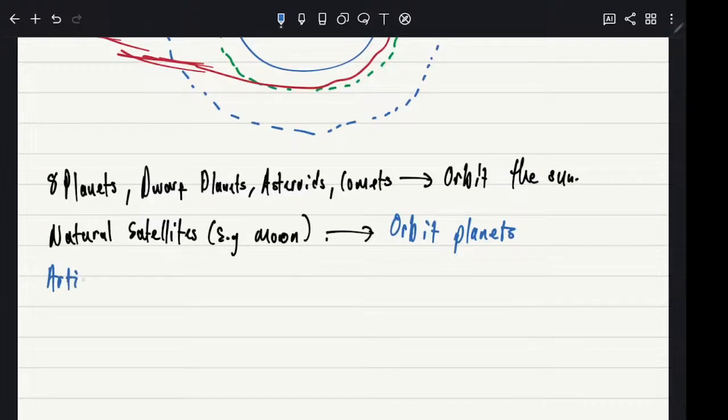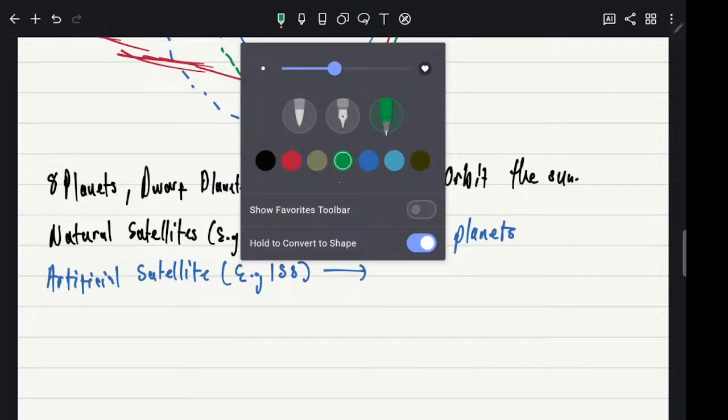Then artificial satellite, e.g., what? E.g., I.S. I didn't hear that. Speak again. You only have to know the moon. You only have to know that there are different types of moons. That's important. That's just the type of natural satellite you're supposed to know, okay?